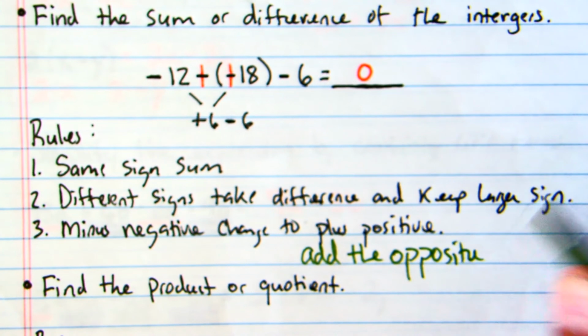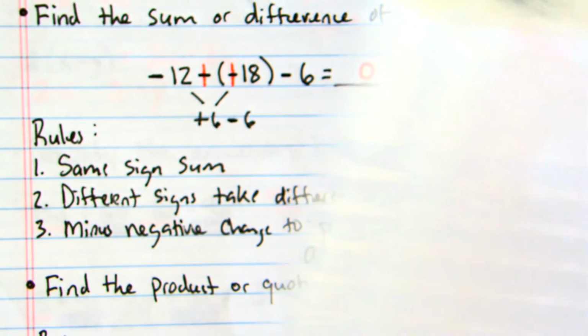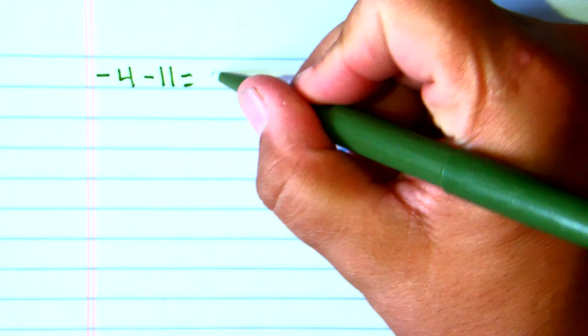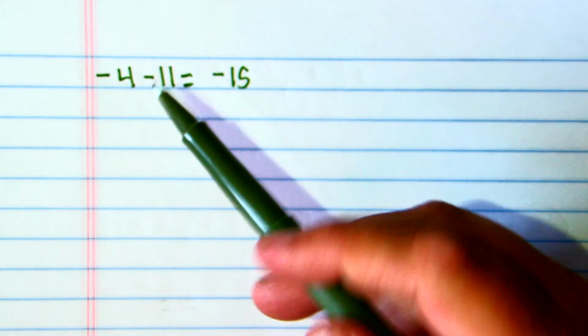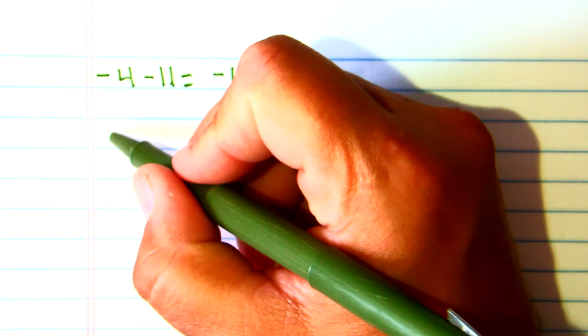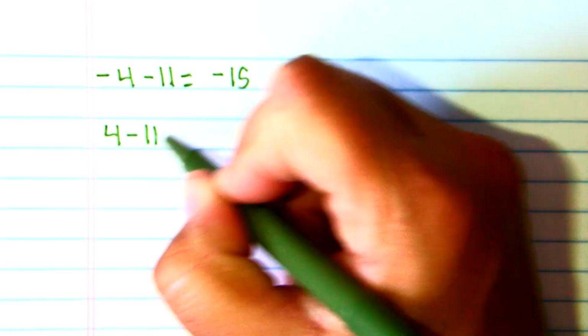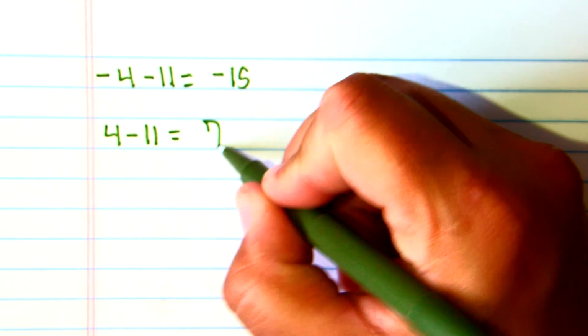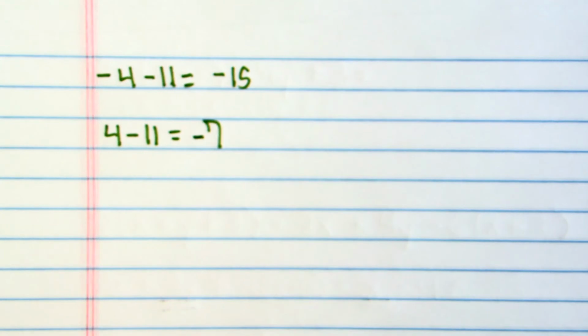Add the opposite. And I'm going to show you an example of that, so pull out a new sheet of paper. If we were saying same sign sum, then that would be negative 4 minus 11. That would result in a negative 15 because those signs are the same. So 11 and 4 is 15 and we keep it negative. Now if the signs were different and we had, say, negative 4 plus 11, now I'm going to take the difference between the two, which would be 7, and I will keep it negative because negative had the larger absolute value.